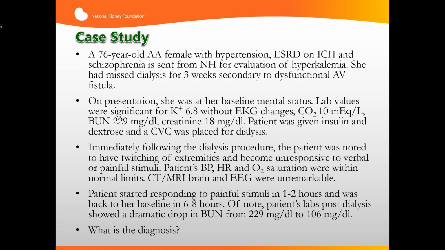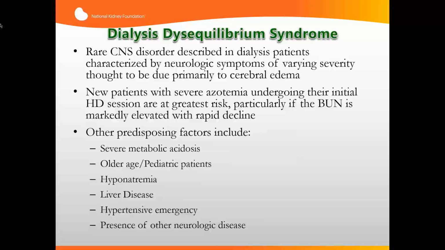So of note, the patient's labs that were drawn post-dialysis showed a dramatic drop in the BUN from 229 pre-dialysis down to 106. Does anybody know what the diagnosis here is? That's right, it's dialysis disequilibrium.